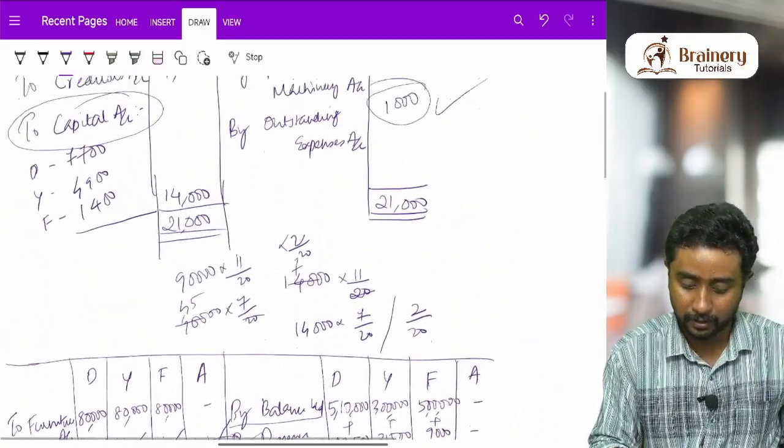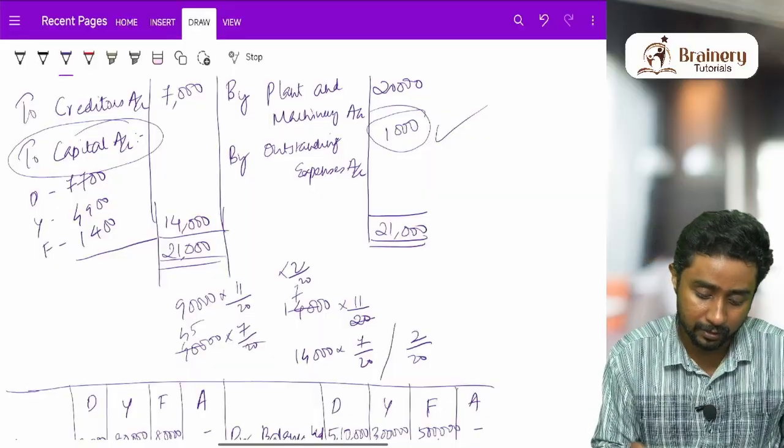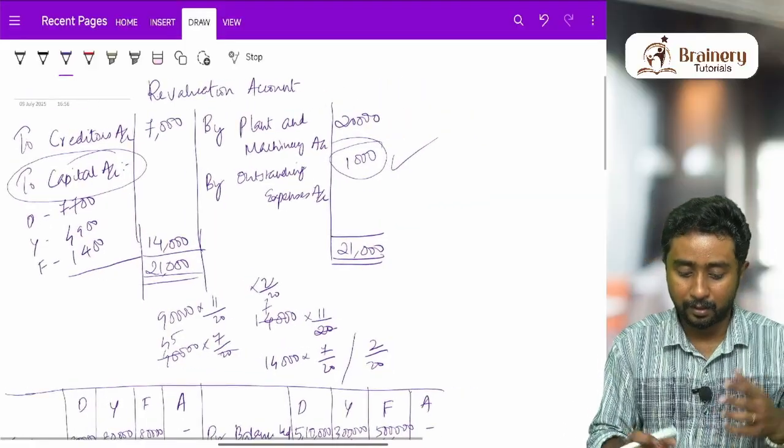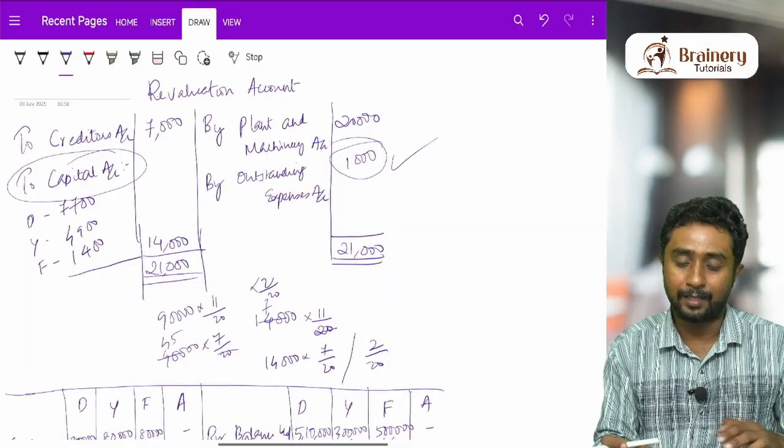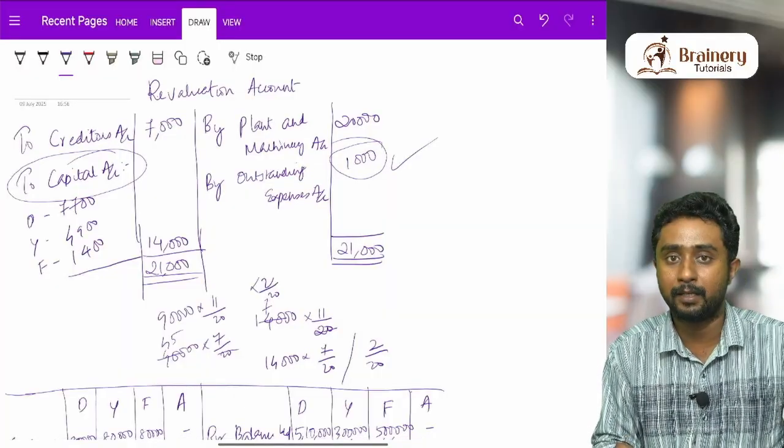This is how we are supposed to do balance sheet related or capital account, revaluation account, capital account related questions. We will be doing more of this kind of questions today. If you were not able to get it, obviously in the upcoming sessions the other doubts that you have in your mind will be cleared.